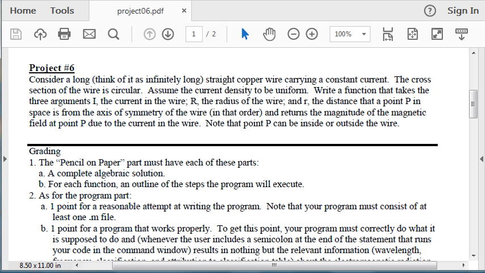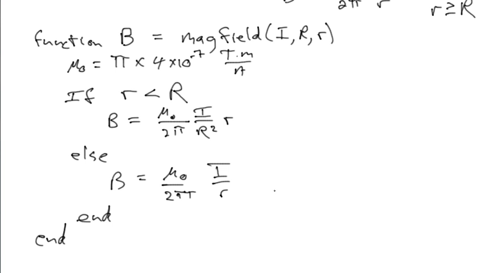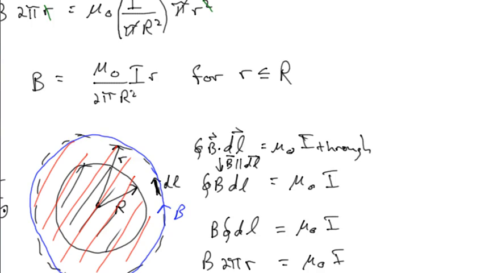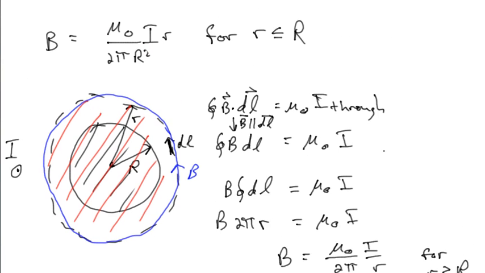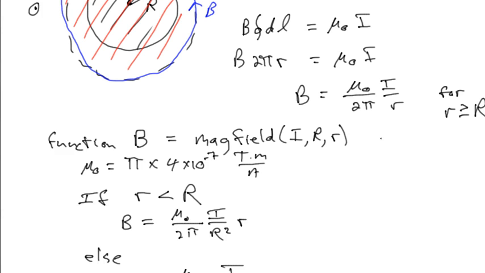So now I was doing that from memory, but I'm going to go ahead and use the checklist just to make sure. Pencil and paper part, algebraic solution, and an outline of the steps. There was only one function, and I did provide the outline of the steps. So algebraic solution. Oh, this is the outline of the steps. It actually looks like the code itself. And then there's the so-called algebraic solution. Had a little calculus too. Alright.